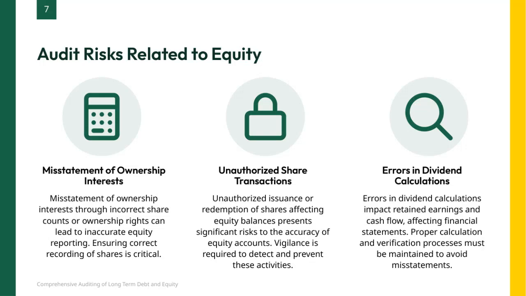When we talk about audit risks related to equity, there are a few key areas to focus on. First, misstatement of ownership interests can occur if the share counts or ownership rights are recorded incorrectly. This can lead to inaccurate equity reporting, so it's crucial that we ensure the shares are recorded accurately. Next, unauthorized share transactions, like issuing or redeeming shares without proper approval, can significantly distort equity balances. Staying vigilant to detect and prevent these kinds of activities is essential.